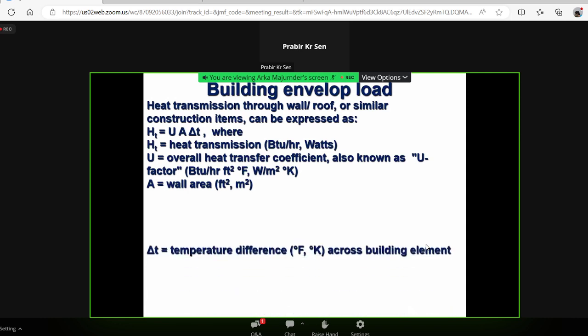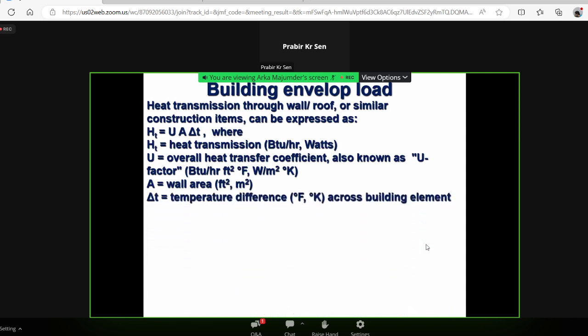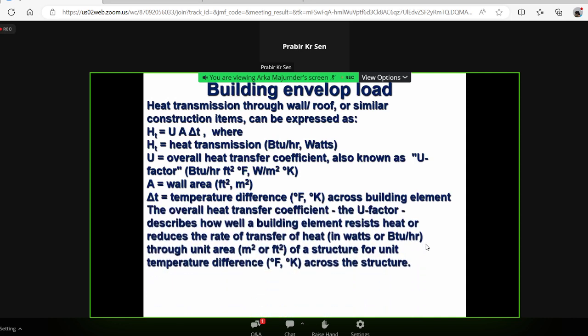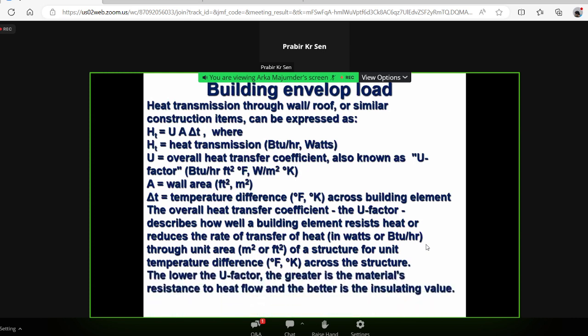Next. Delta T is the temperature difference between outside and inside. If outside is 43 and inside is 24, then 21 degree centigrade is the delta T. The overall heat transfer coefficient, U factor, describes how well a building element resists heat or reduces rate of heat transfer through unit area of the structure per unit degree difference of temperature. This is called U factor.